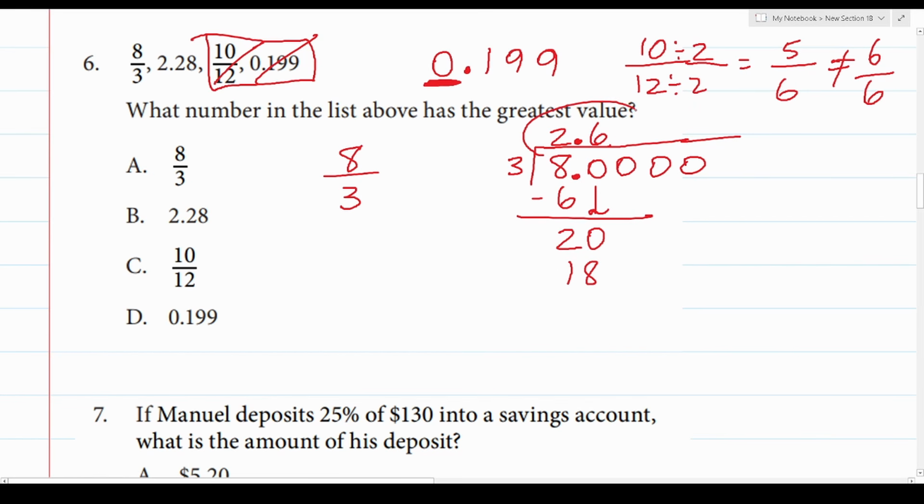So right away, we can see that 8 over 3 is 2.6 something. Again, I didn't work this out fully because I have enough information to know that 2.6 something is bigger than 2.28. So in other words, 8 over 3 is the biggest, the number with the greatest value of these 4 here. So that's that one.